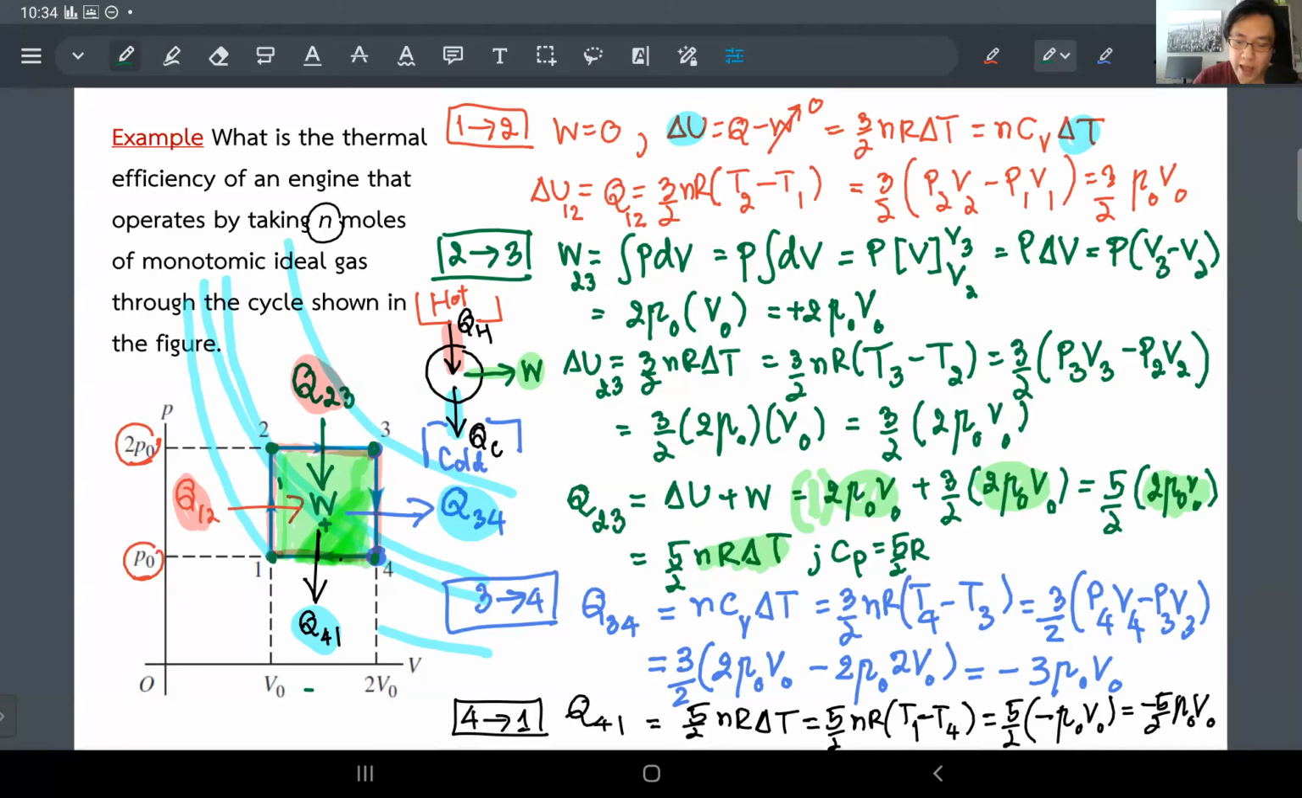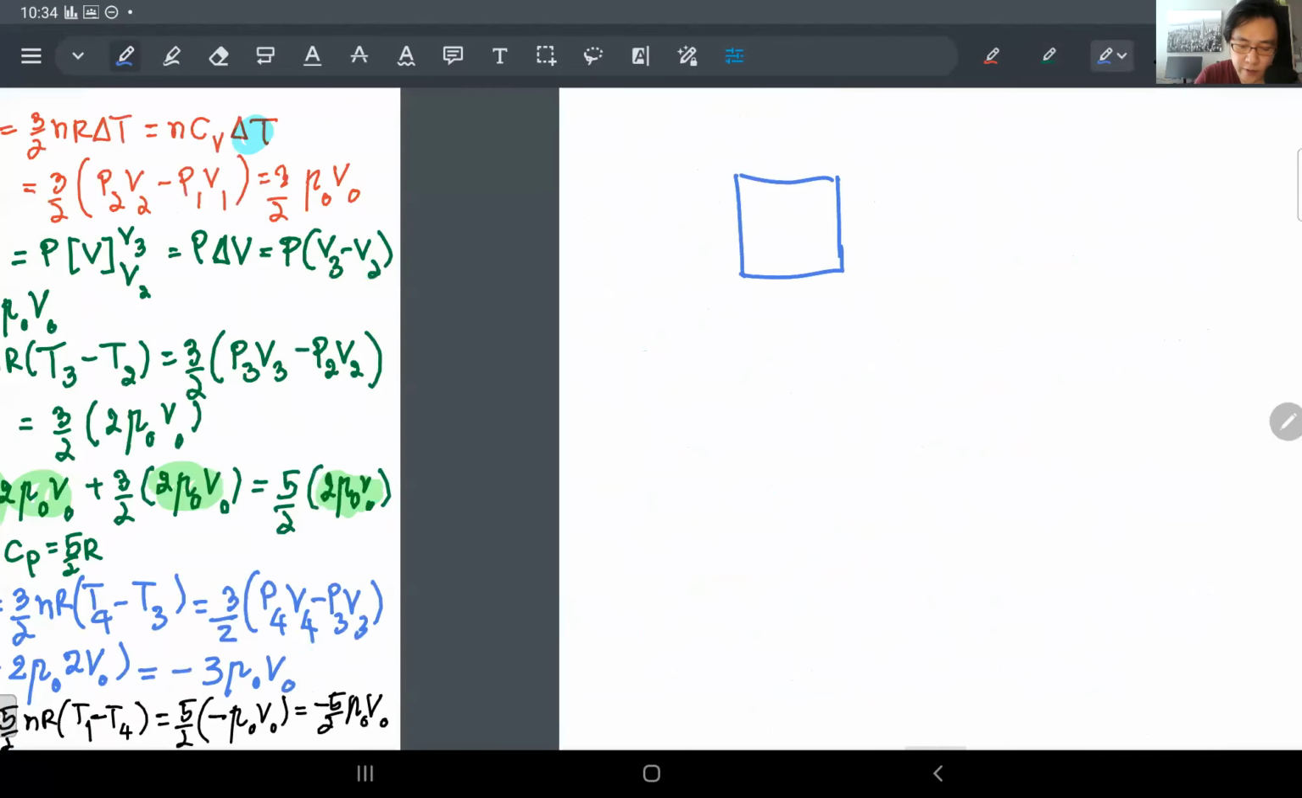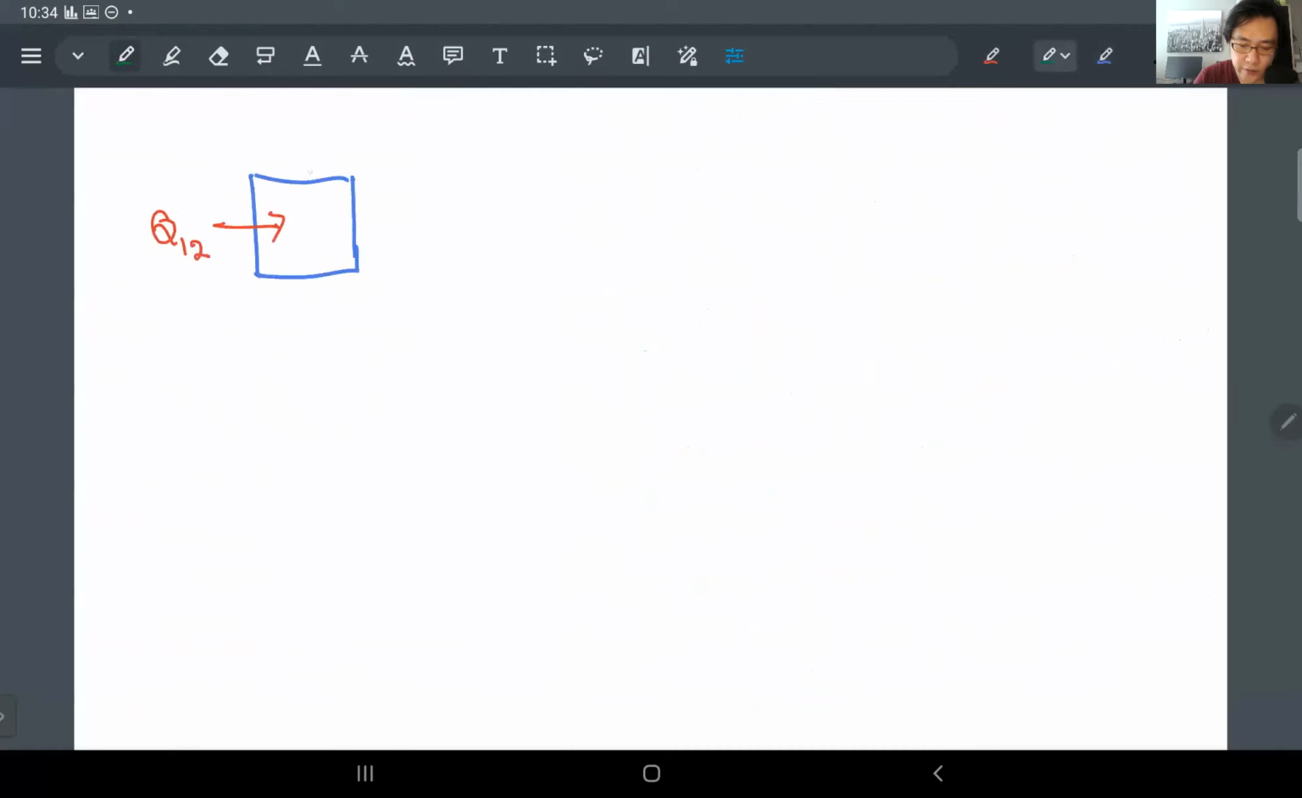Okay, so what we have over here now is good. So we have this main diagram over here. Just to mimic what we have over there, there's a Q coming in from 1 to 2, and from 2 to 3, and the heat flow out 3 to 4, and another out at 4 to 1, right? This is the main diagram that we have at this point.